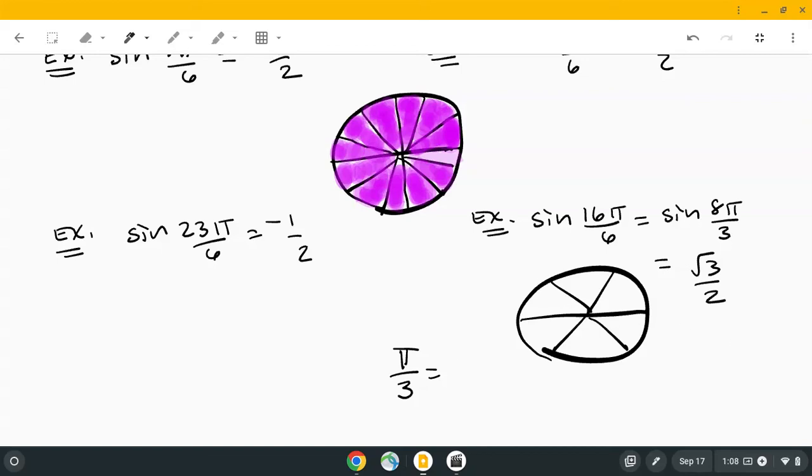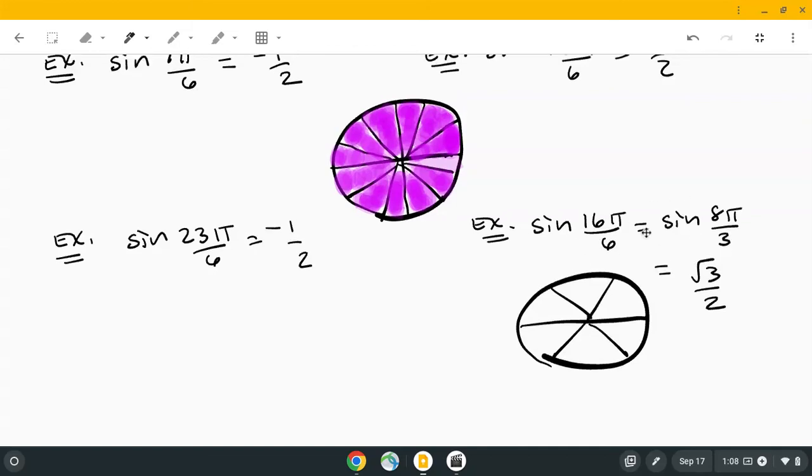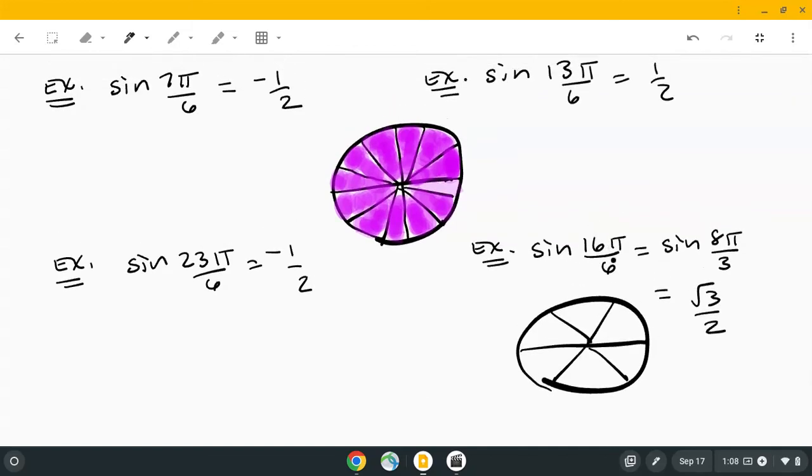Okay? So that's why you have to reduce the fraction if possible, because you might look at this. Sometimes students will look at this and go, oh, 6. So they all have reference angle pi over 6, which is 30 degrees. So the answer is going to be 1/2. Not true. If the fraction reduces, you're not dealing with sixths now, you're dealing with thirds. Pi over 3 is equal to 60 degrees. So that's why this one is square root 3 over 2 and not 1/2. Okay. All right. I think that is it.